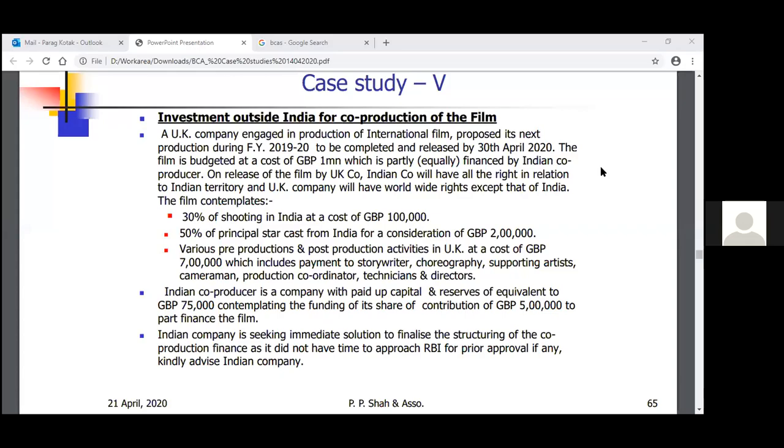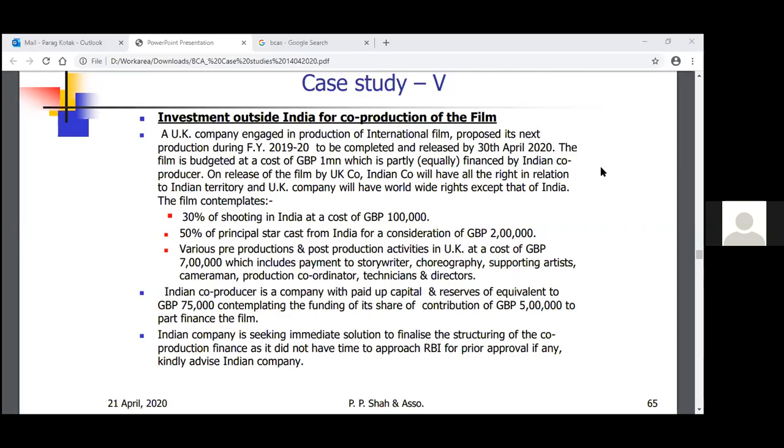And therefore, I thought I will structure this case study in order to demonstrate how a particular transaction which looks like a regulatory non-doable transaction can still be accomplished. Here is the case study where we are told that you are a producer, a UK company engaged in the production of international film, and it wants to do a joint venture with the Indian party.